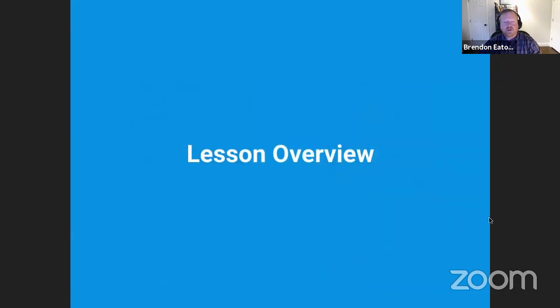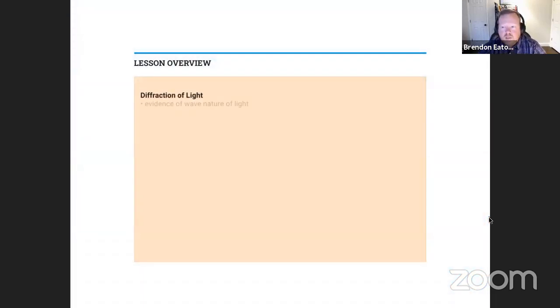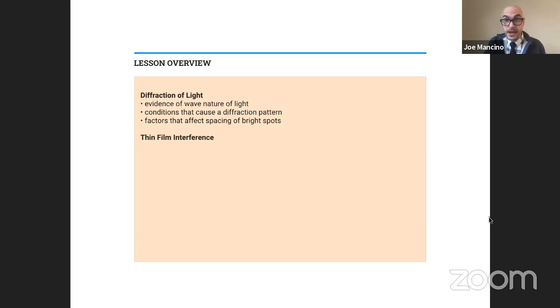So just a quick overview of what we're going to talk about today. We're going to talk about diffraction of light and discuss what evidence we have of the wave nature of light, conditions that cause a diffraction pattern, factors that affect spacing of what we call bright spots when we talk about diffraction patterns. And when we're done talking about diffraction, we'll talk about something called thin film interference. We'll discuss how light interferes with itself in a thin film and how light interferes at a thin coating, which is a little bit different from a thin film.